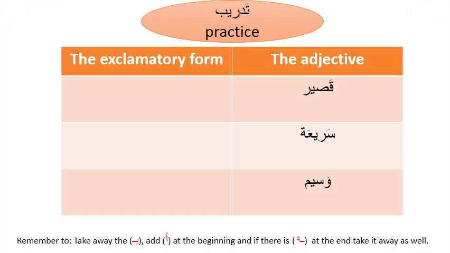In your whiteboard, please practice changing these adjectives. الصفات: قصير, short; سريعة, fast or quick; وسيم, handsome. Change them into the exclamatory form. Remember the rule: you need to take away the ياء, you add أ at the beginning, and then if there is تاء مربوطة at the end, you need to take it away.